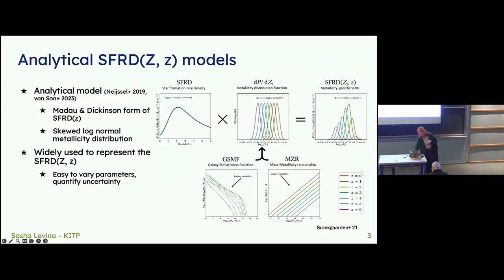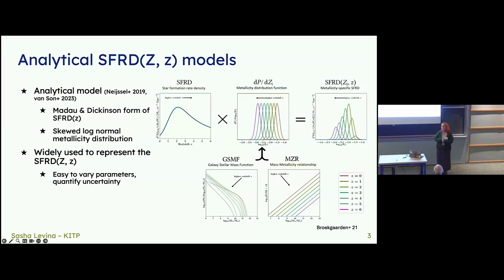So the SFRD is a difficult quantity to observe and model. And so one way that you can go about modeling it, and has been used fairly commonly, especially in population synthesis calculations, is to use analytical models that represent the SFRD. These are generally fairly convenient from a computational standpoint, because it is fairly easy to vary the physically motivated parameters and therefore quantify uncertainties in them.